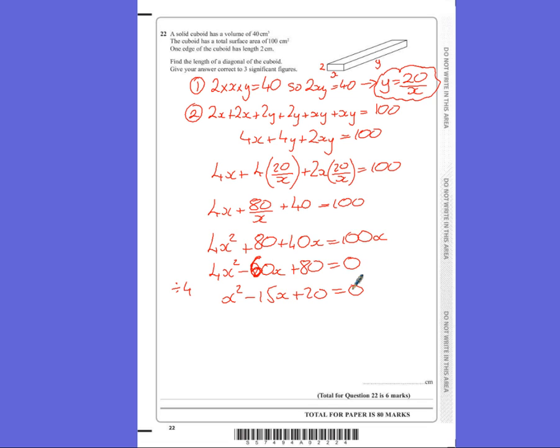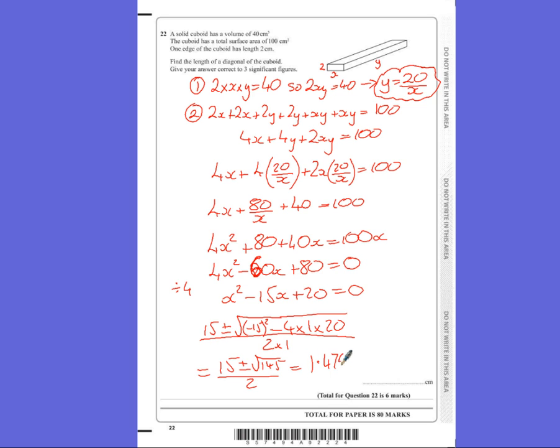Now I could put that into the quadratic formula. So the quadratic formula is minus b plus or minus the square root of b squared minus 4ac, all over 2a, where a would be 1, b is minus 15 and c is 20. So minus b, so minus minus 15 would give us plus 15, plus or minus the square root of minus 15 squared, take away 4 times a, which is 1, times c, which is 20, all over 2 times a, so 2 times 1. Now, if you put all that into your calculator, you'd end up with 15 plus or minus the square root of 145, all over 2. And that will give us two answers. We'd either have 1.479 or 13.52.